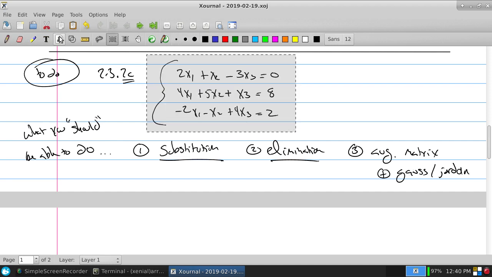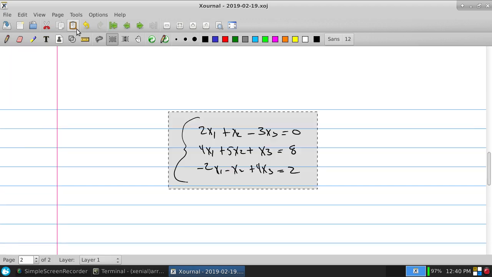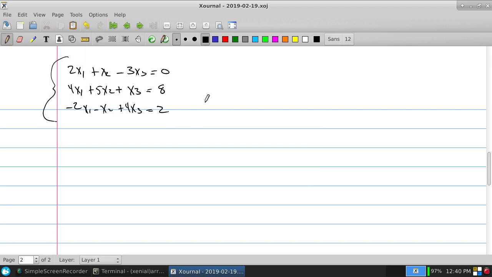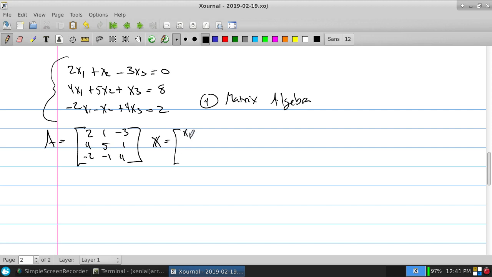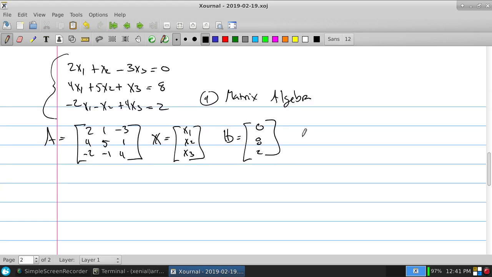The other is, we should be able to do four, matrix algebra. What's A? 2, 1, negative 3, 4, 5, 1. What's X? X1, X2, X3. And then what's B? 0, 8, 2. And then this system becomes AX is equal to B. So X would be equal to A inverse times B.